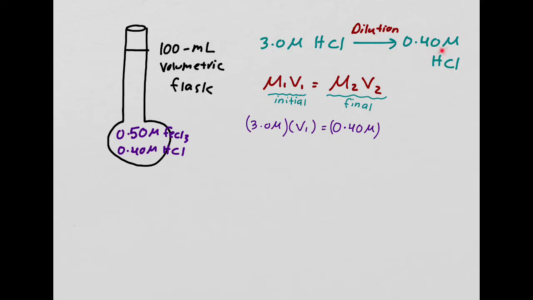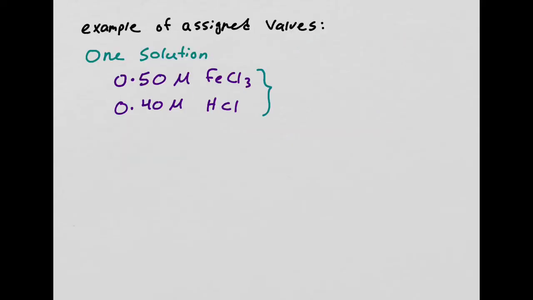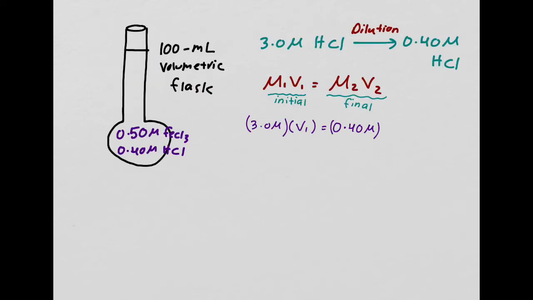Now, how much of this solution do I want? Remember what we said. We want one solution that is 100 ml. That's the point of this. Your final solution should be 100 ml. So my final volume is going to be 100 ml. M1V1 equals M2V2: my initial concentration is 3, my final concentration is 0.4, and I need 100 ml of this solution. This is good so far.